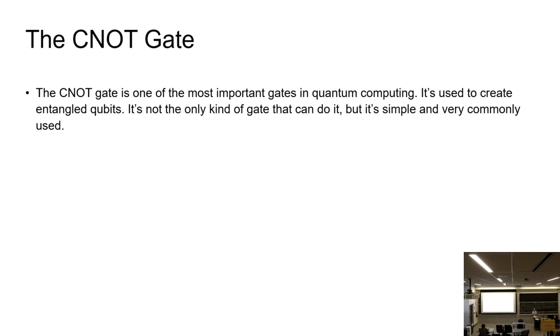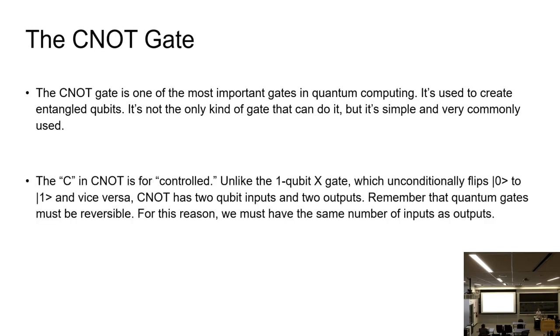All right, so probably the most important quantum gate for entangled systems in quantum computing is the CNOT gate. It's used to create entangled qubits. And it's not the only kind of gate that can do that, but it's the simplest one, and it's super common to use it. The C in the CNOT gate stands for control. And unlike the 1-qubit X gate, which unconditionally flips 0 to 1 and vice versa, this controlled NOT gate has 2-qubit inputs and 2 outputs.